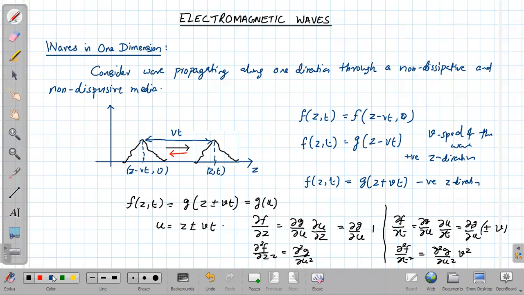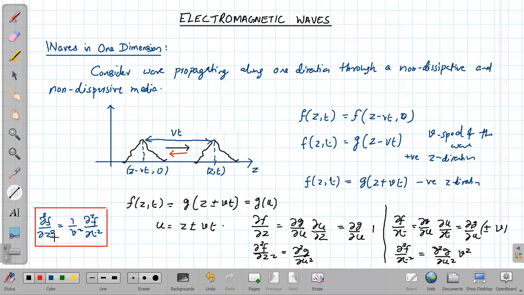So what would be the corresponding differential equation? The differential equation we can write: ∂²f/∂z² equals 1 by v² ∂²f/∂t². So this is the differential equation satisfied by the wave propagating in one direction or in one dimension. So for a one-dimensional wave, the wave equation we can simply write like this. If it is propagating along the z direction, whether it's the positive or negative z direction, it satisfies the same wave equation. The wave equation is ∂²f/∂z² equal to 1 by v² ∂²f/∂t².